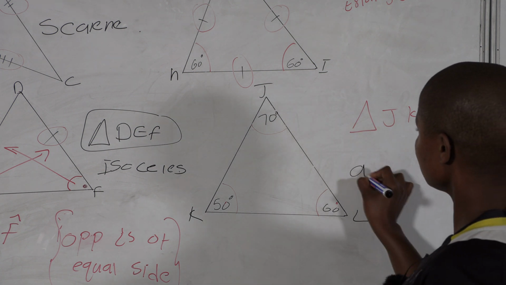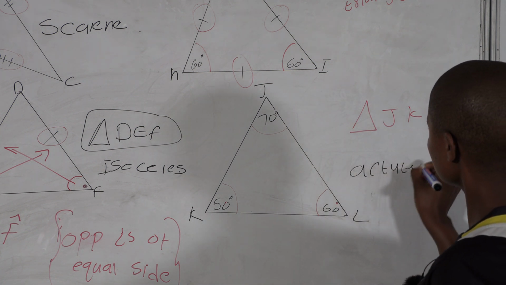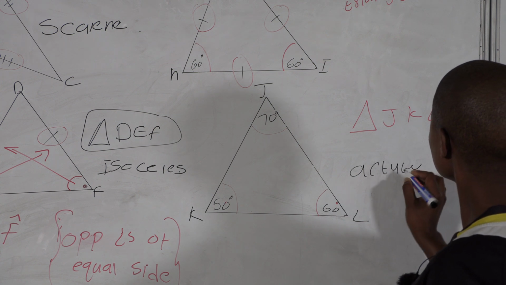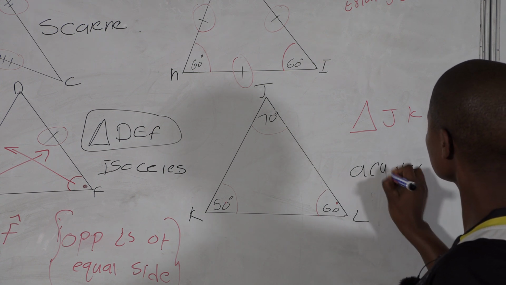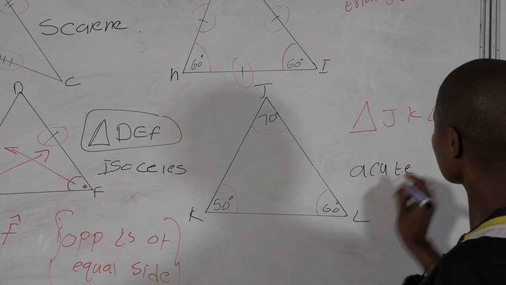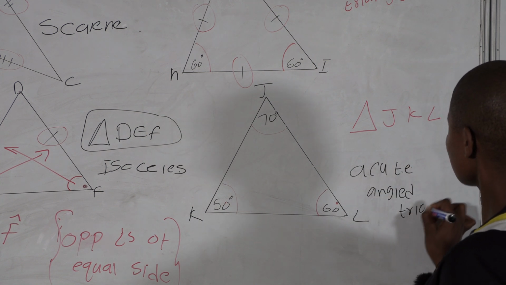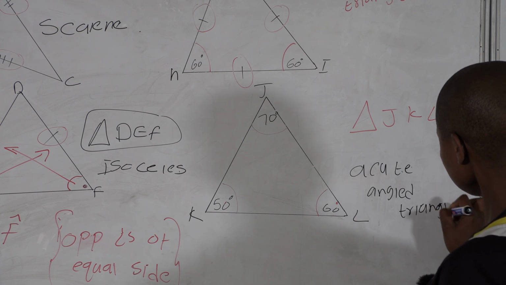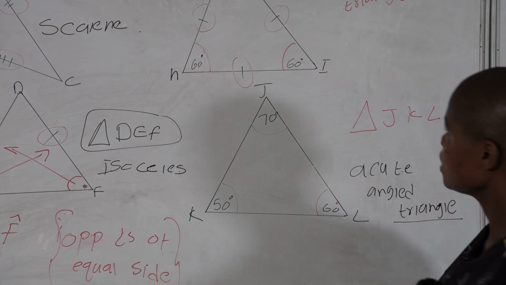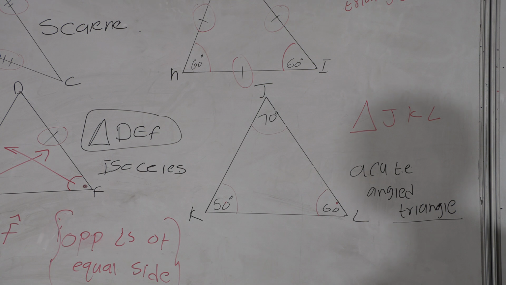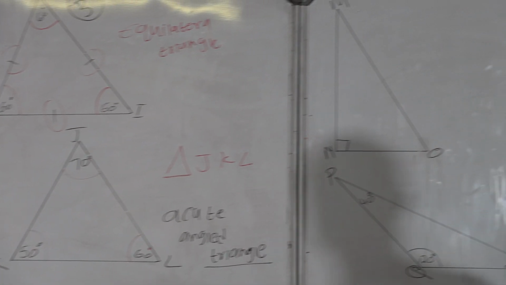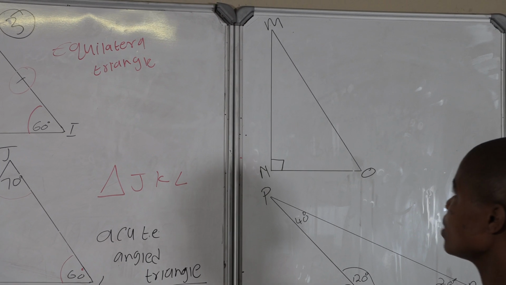So we say it's an acute angled triangle. Yes, that's all about it from this side. Let us move on to this other side. We have got two more triangles to talk about.